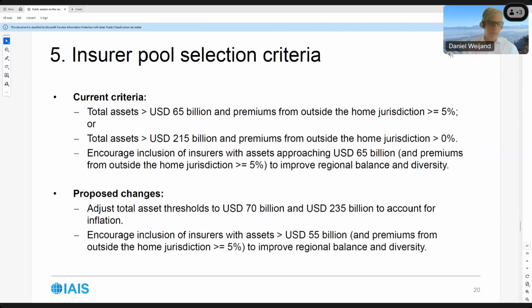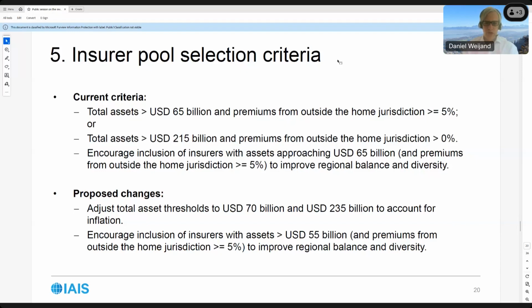Next slide. In addition, as an overarching topic, we propose to update the insurer pool selection criteria. So the criteria by which we select whether an insurer is asked to provide data to the individual insurer monitoring in the first place. Those criteria are, as we see here, if the total assets are higher than 65 billion and the premiums from outside the home countries account to more than 5%, or if assets are more than 215 billion US dollars and there are any premiums from outside the home country. We also currently already encourage the inclusion of insurers with assets approaching 65 billion.